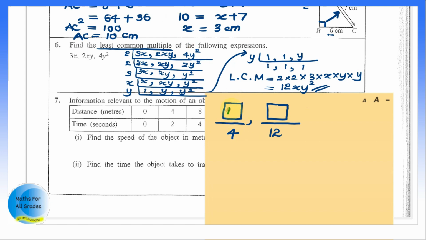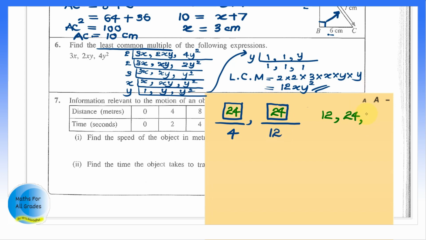Let's take number 12. 12 is divisible by 4, you will get 3. Yes, 12 is also divisible by 12, you will get 1. So number 12 is divisible by both 4 and 12. Let's think about another number. What about 24? 24 is divisible by 4, you will get 6 as the answer. 24 is also divisible by 12, you will get 2 as the answer. So 24 is another number that is divisible by both 4 and 12.